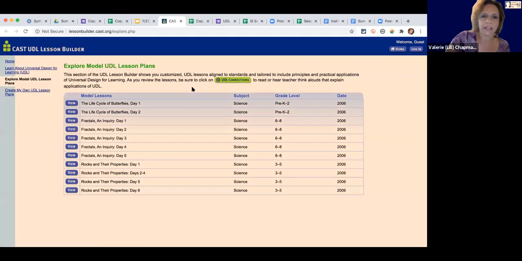So, modeling UDL plans. The CAST website has a lesson plan builder. They have some examples here of what UDL lessons look like. Honestly, I don't know what fractal is. It's science, but I don't even know what that means. But butterflies, and you learn about rocks, whatever. The CAST website has something called Lesson Builder that you can use to explore examples of different lessons.